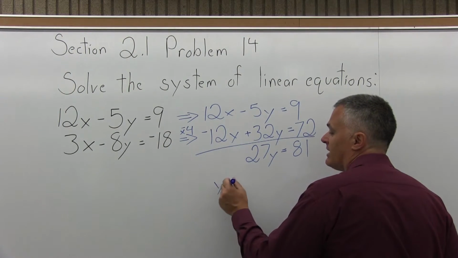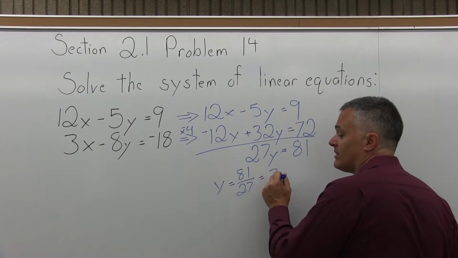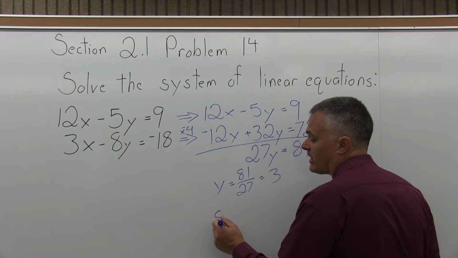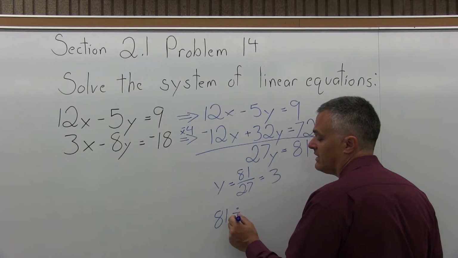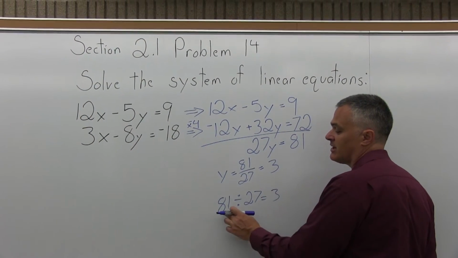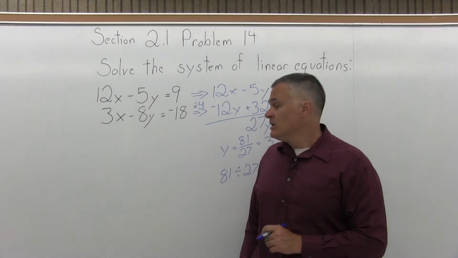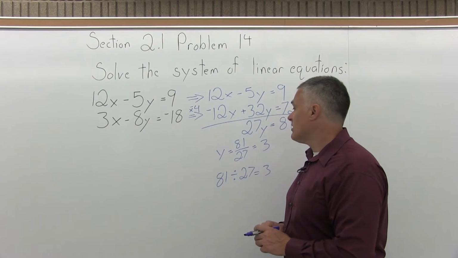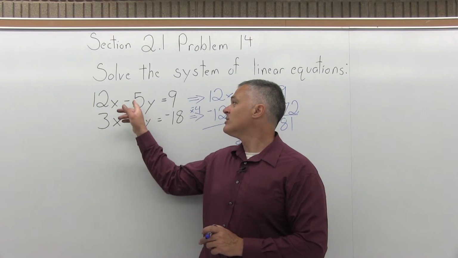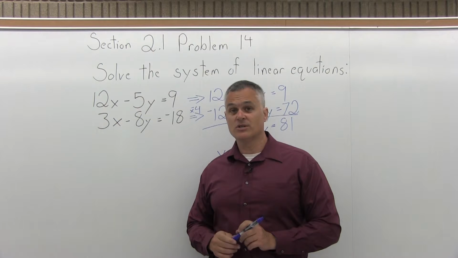I'm going to have y equals 81 divided by 27, and that does happen to come out to a positive whole number, a positive 3. Again, I can do that division in my head without my calculator, but if you have any hesitation at all, spend the 2 or 3 seconds it'll take to have your calculator tell you that 81 divided by 27 is 3. So that's step 3. I solve for the remaining variable. Step 4, take my answer from step 3 and plug it back into either of the original equations to solve for the other variable. You should get the same answer either way.